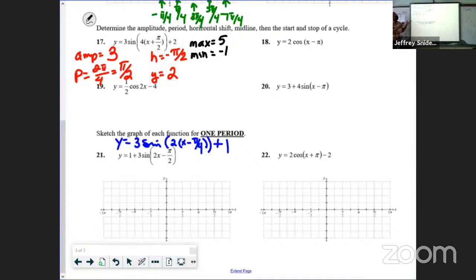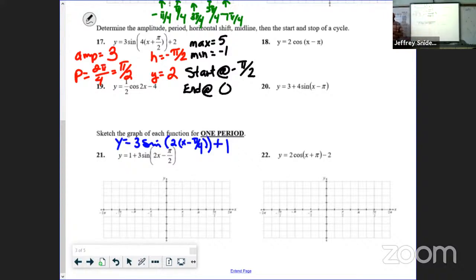So I have start and stop. Now I actually almost have the start, don't I? The start is the same as the phase shift, the horizontal shift, the H value. So I know this is going to start at negative pi over 2. It's going to end at negative pi over 2 plus pi over 2. So where's it going to end? 0.